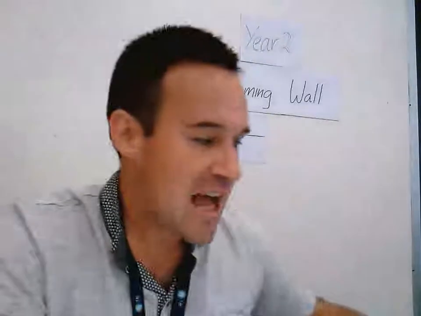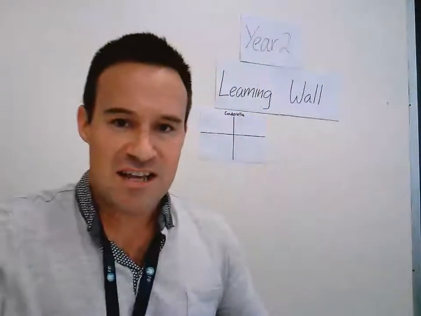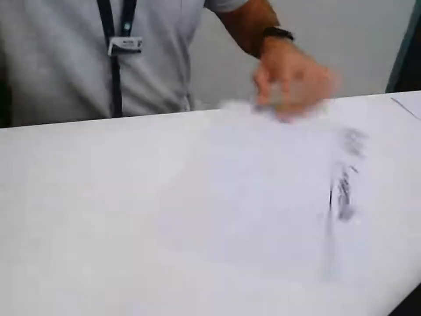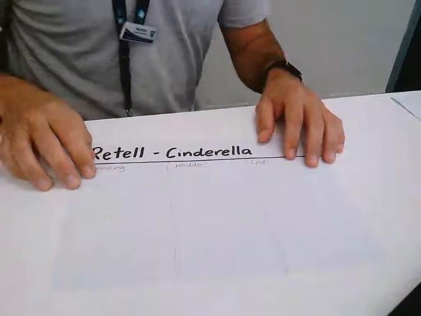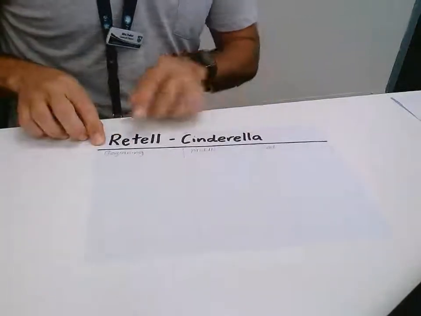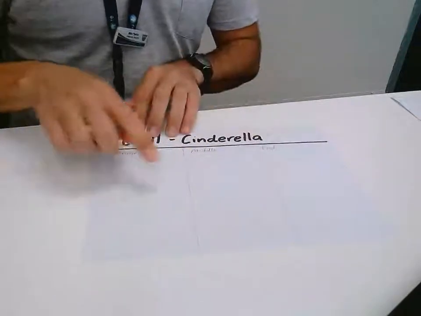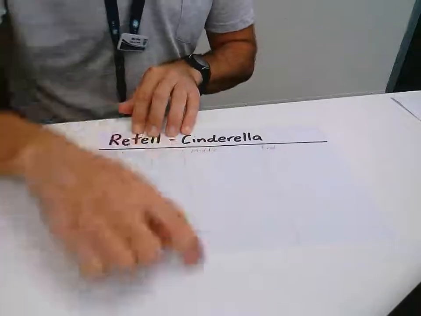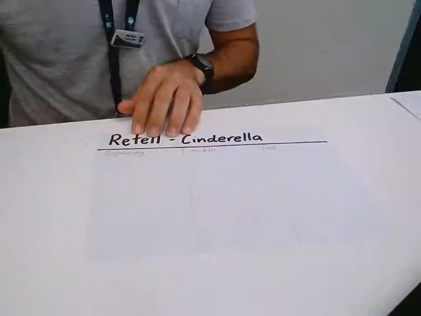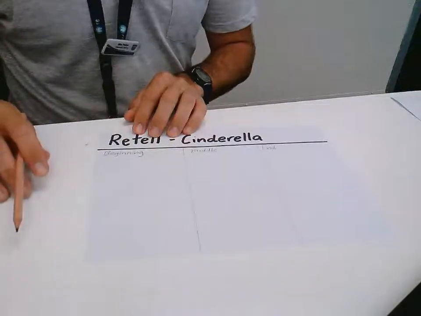So now we're going to start creating our retell. So what I've done here is my retell is I've got just a plain A4 piece of paper, and up the top I've written retell Cinderella. Then I've got the beginning, the middle, and the end, about 1/3 of the page each, and just ruled a line. Now I'm going to think about 3 things that happen throughout the story during the beginning, the middle, and the end.